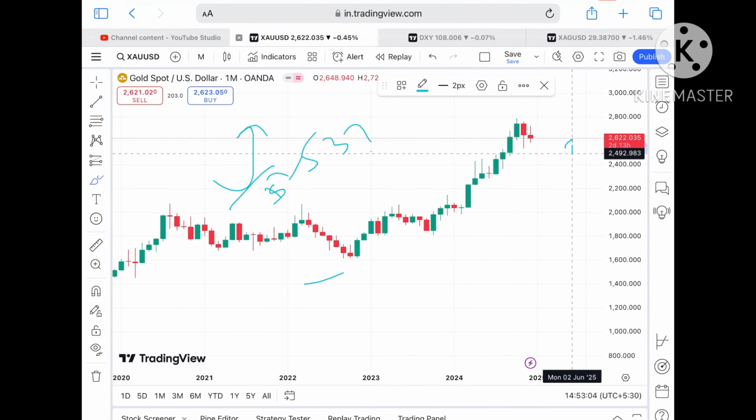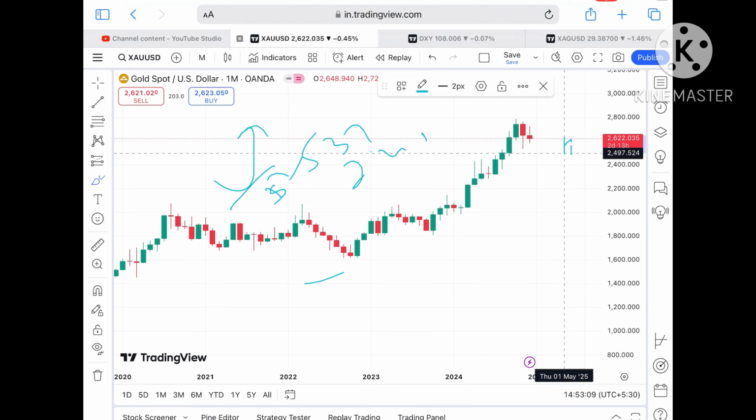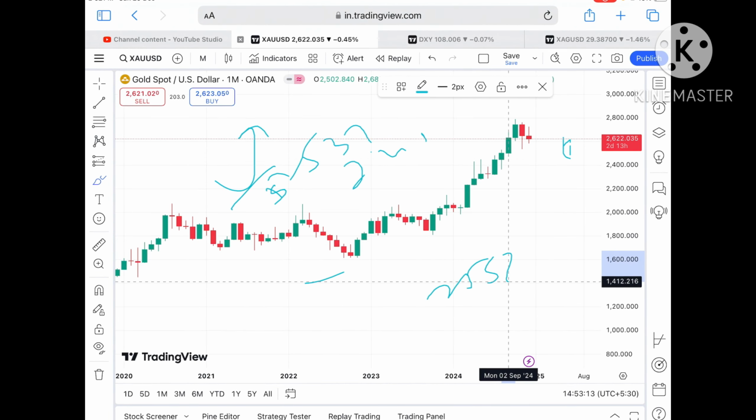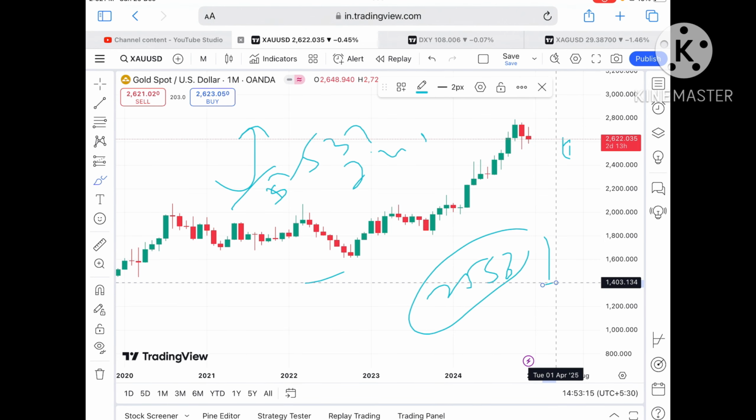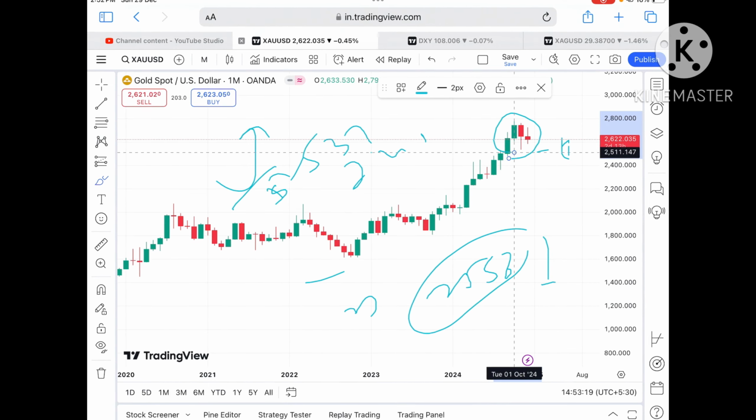Okay, and if that didn't sustain, a further downfall we can see towards $2480, and then a further downfall will be there towards a level of around $2556. Okay, and then a further fall. Okay, if the price started falling below a level of around 2533, I'll make another video explaining to you where it can go.